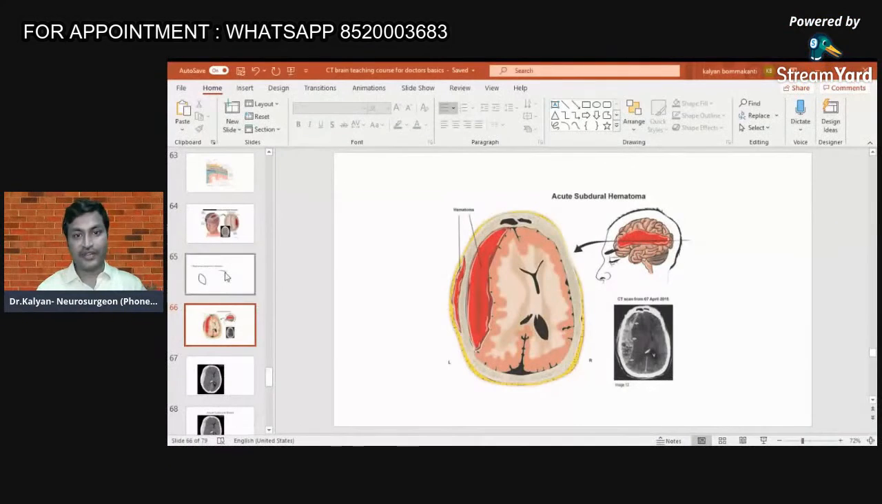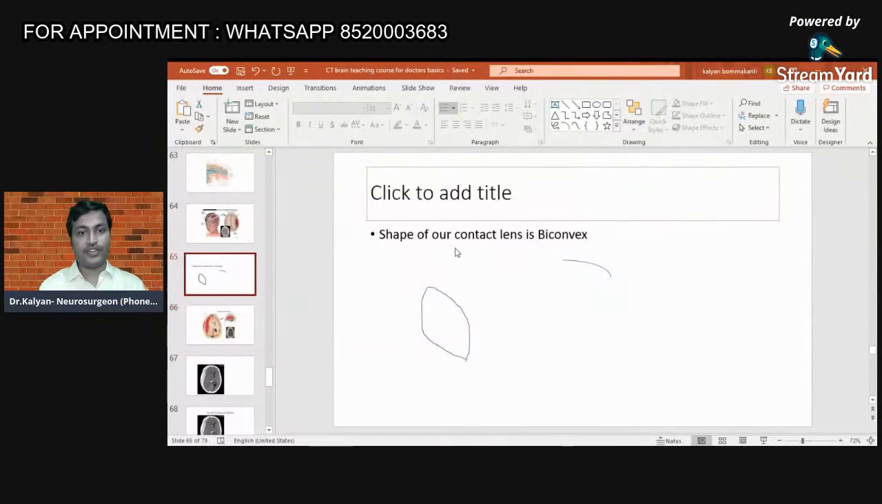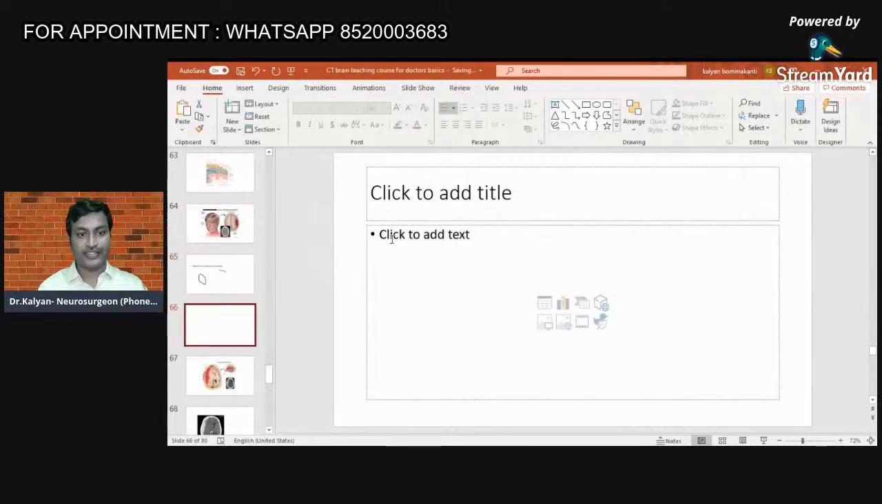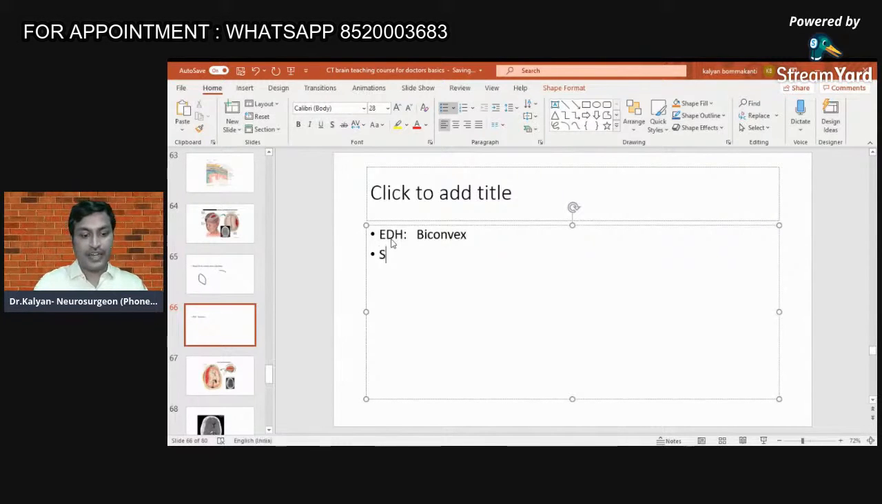So what you have to remember is, shape, two things. I'm typing again. Extradural hematoma is biconvex. Subdural hematoma is concavo-convex. Am I clear? You have to remember this.